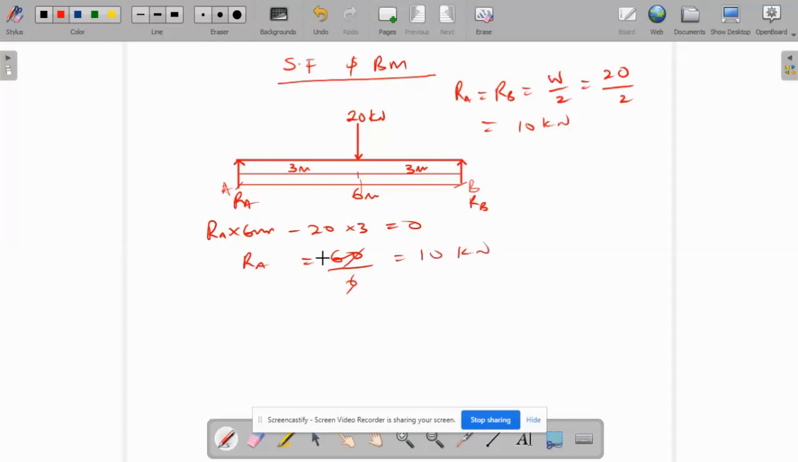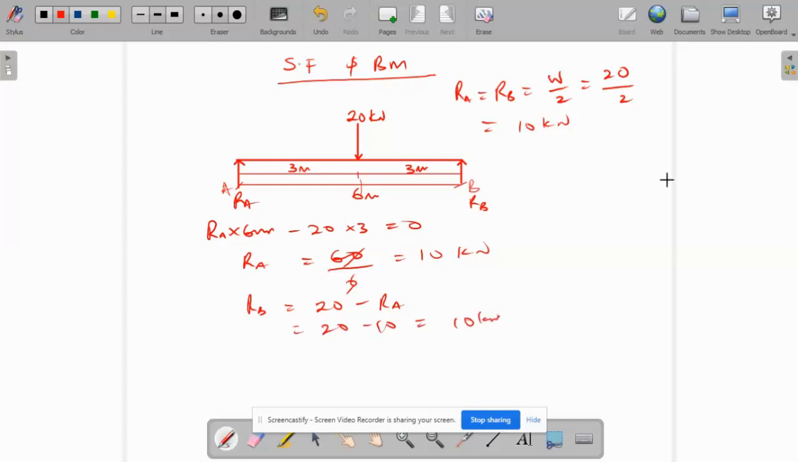Likewise, if you take moment about point A, you can find reaction B. You can also say reaction B is equal to 20 minus reaction A, and this will equal 20 minus 10, which is equal to 10 kilonewton.